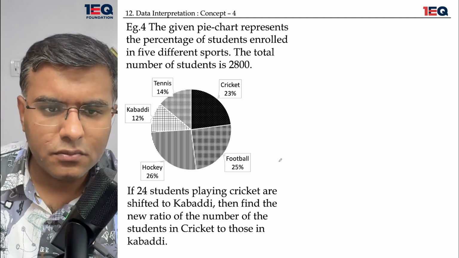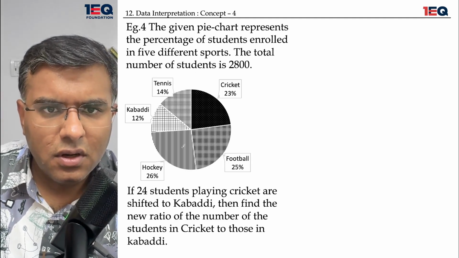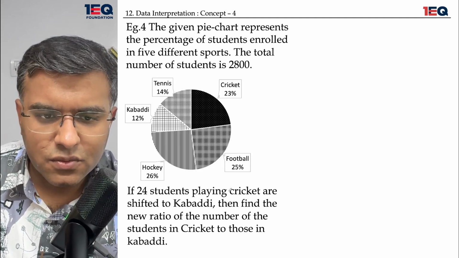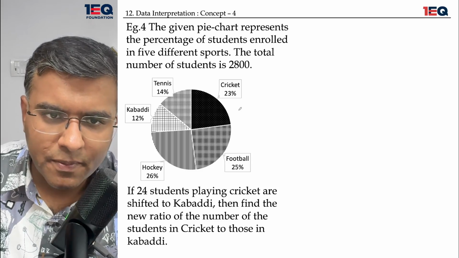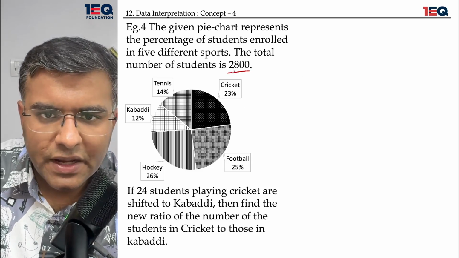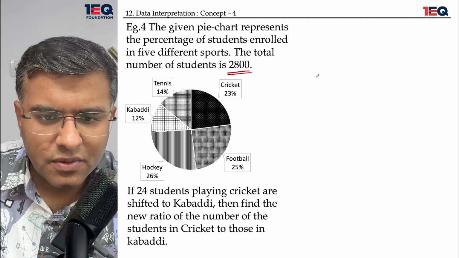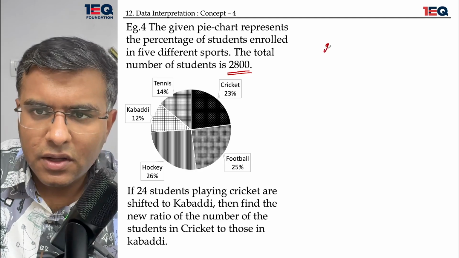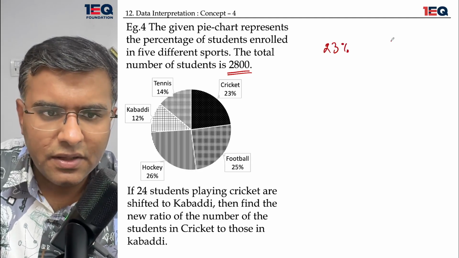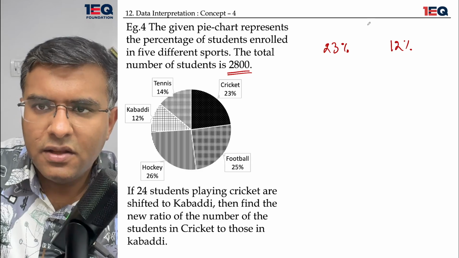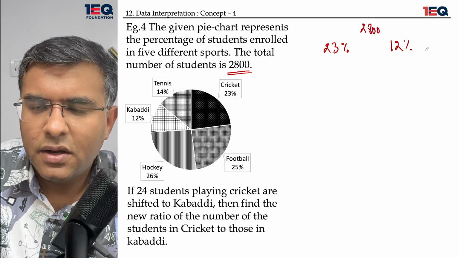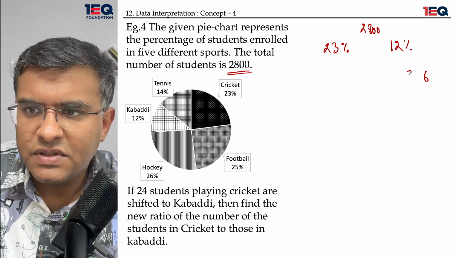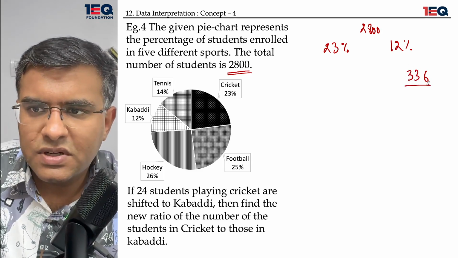Moving ahead, we have different sports and different numbers of students involved in them. If 24 students playing cricket are shifted to kabaddi, and there are a total of 2800 students, I'll first find out the number of students, then find the new ratio between cricket and kabaddi. In cricket, there are 23%. In kabaddi, there are 12%. And the total is 2800. 12 eights are 96, and 12 twos are 24. So there are 336 students in kabaddi.